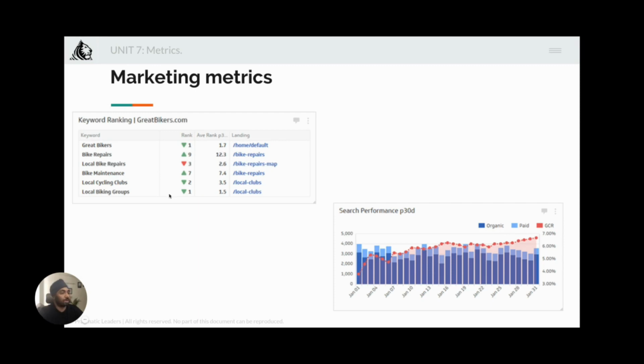Correct. And similar to search performance, over 30 days, what is the search performance? And you can see that the GCR is slowly increasing. The organic and the paid is not performing so well, or I should say it's kind of consistent through and through. But GCR is increasing incrementally over the entire month.